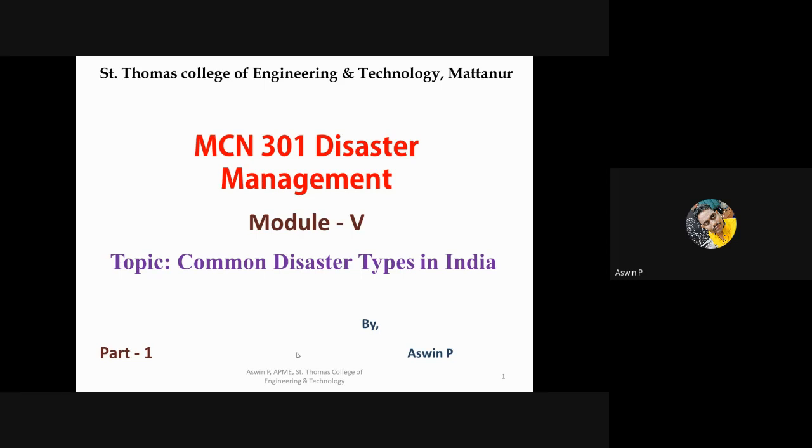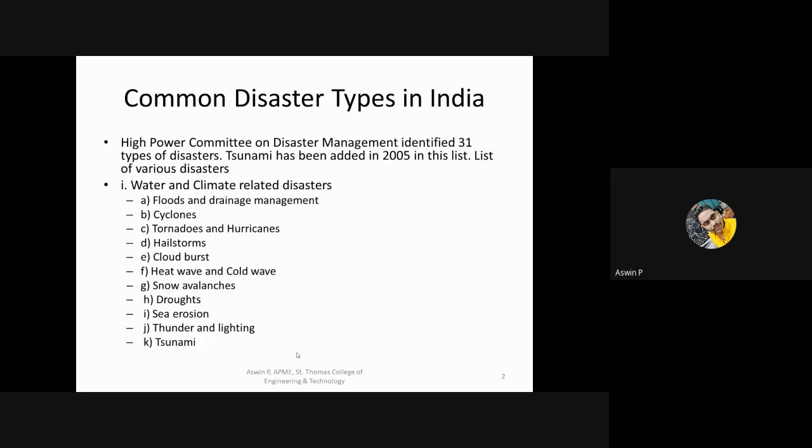There are around 31 disasters as per our record. In India, there are 31 types of disasters. It's a very important thing. There are 31 types of disaster in India according to the High Power Committee report. And the last disaster added to this is tsunami, in 2005. And we will discuss various disasters.